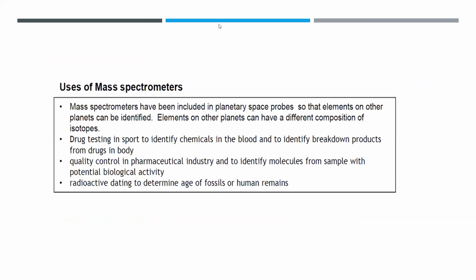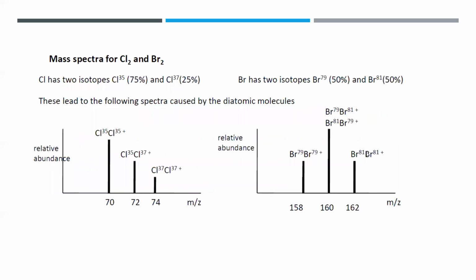So what are the uses of the mass spectrometer? A mass spectrometer has been included in space probes to identify elements, because using a mass spectrometer we can work out the element. It is used during testing in sport to identify the chemicals present in the blood. It is also used for quality control in pharmaceuticals to identify the molecule from the sample. And it is also used for radioactive dating for determining the ages of fossils or human remains. By identifying the amount of sample present, we can work out the age of the fossil.